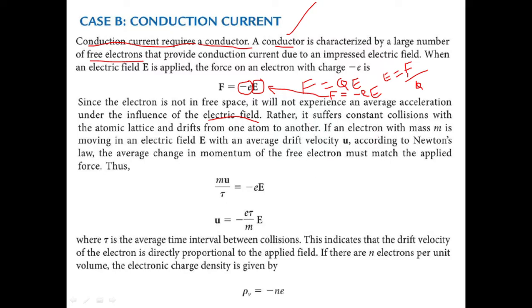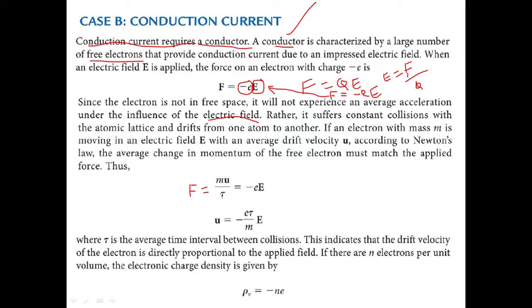So if an electron with mass m is moving in an electric field E with an average drift velocity of u, then according to Newton's law, the average change in momentum of the free electron must match the applied force. Hence I'll write it like this: the applied force should be equal to m, the mass of the electron, and u, the velocity, so mass into velocity divided by the average time.